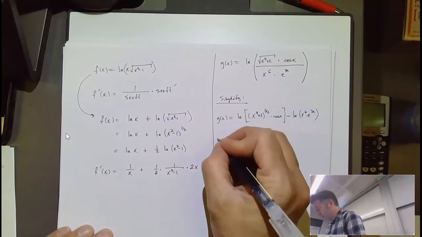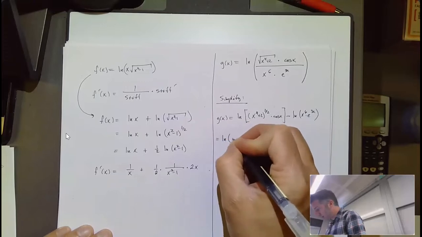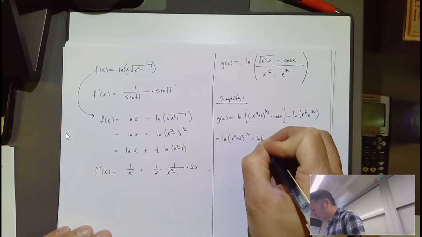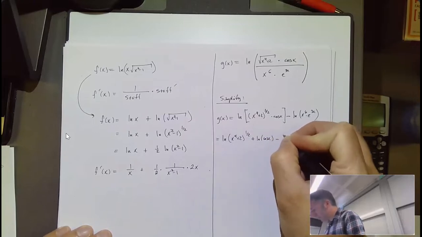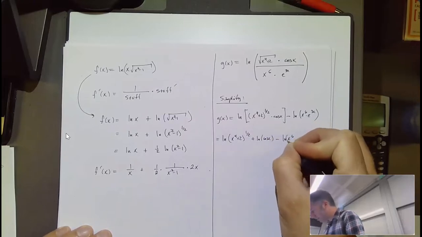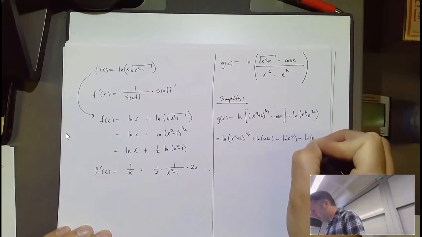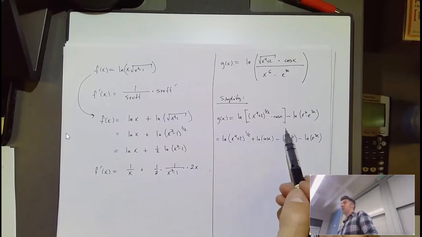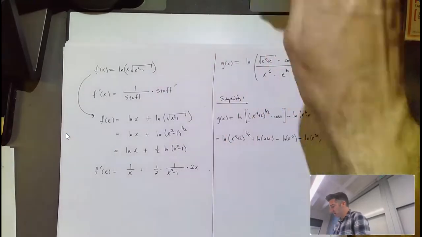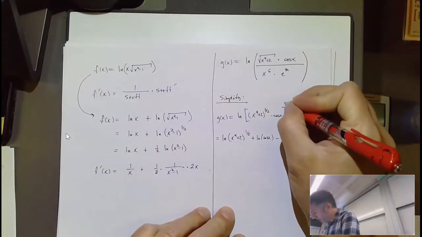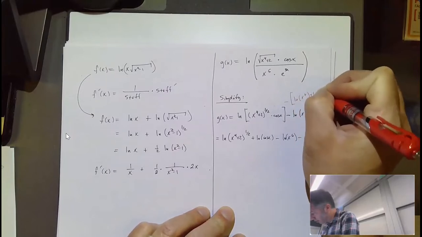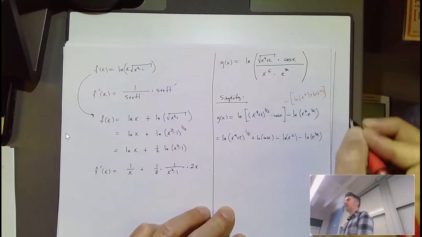I can rewrite this as the natural log of (x to the 4th plus 2) to the 1/2, plus the natural log of cosine of x, minus the natural log of x to the 6th, minus the natural log of e to the 3x. Now, why did I write a minus there instead of a plus? Because the minus sign here would distribute to both of them. So really this is going to be minus the natural log of x to the 6th plus the natural log of e to the 3x. But then the minus sign distributes.